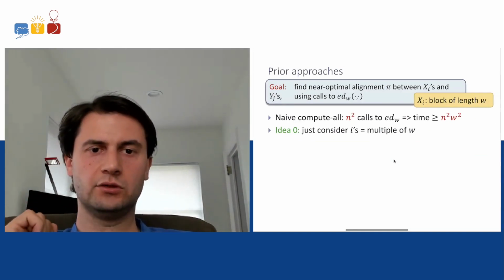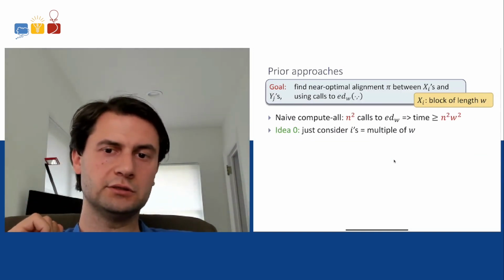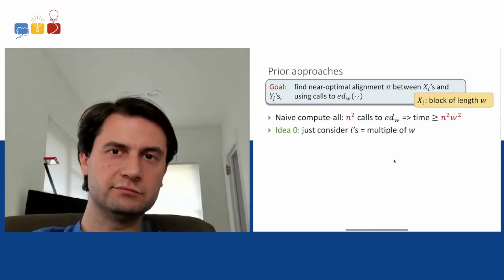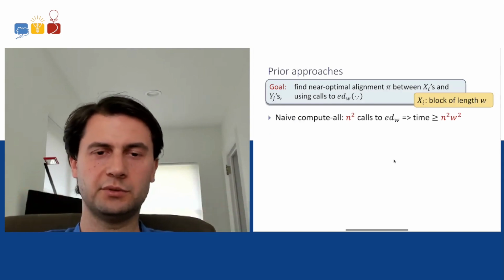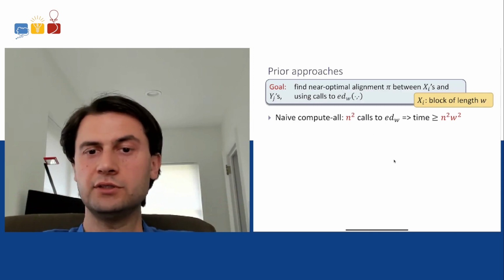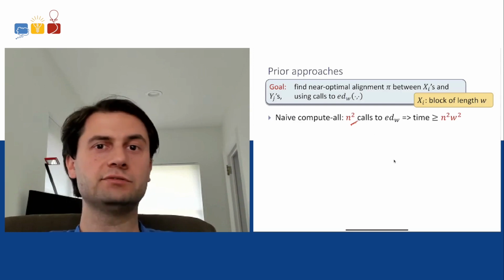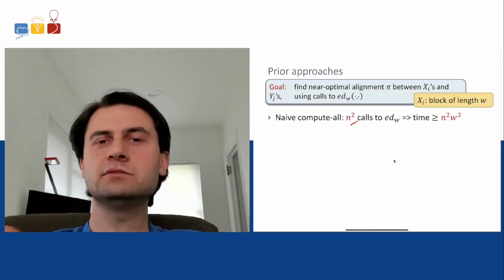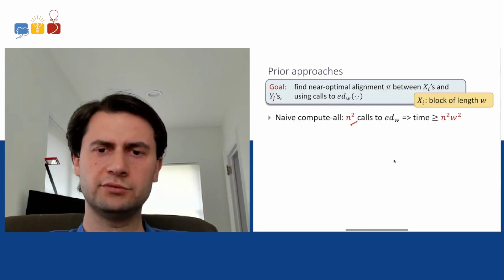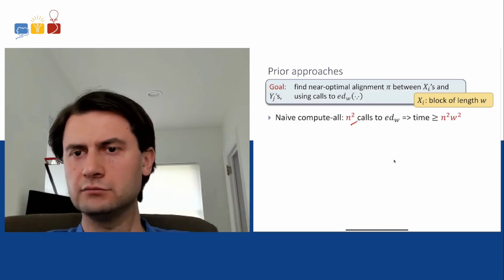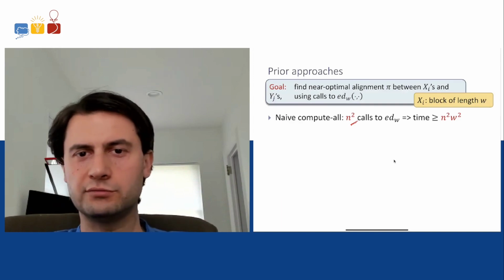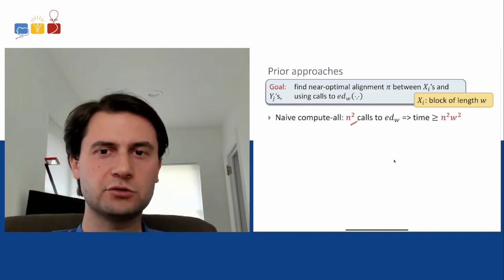Okay, so naively, what we can do is compute all. What does it mean? Let me backtrack once. Naively, we'll just compute every xi against every yj. There are n starting positions for i, and ignore the border issues for now, they're not really an issue. So we have n xi blocks, we have n yj blocks, and we compute the distance of length w between each pair. There are n squared calls.